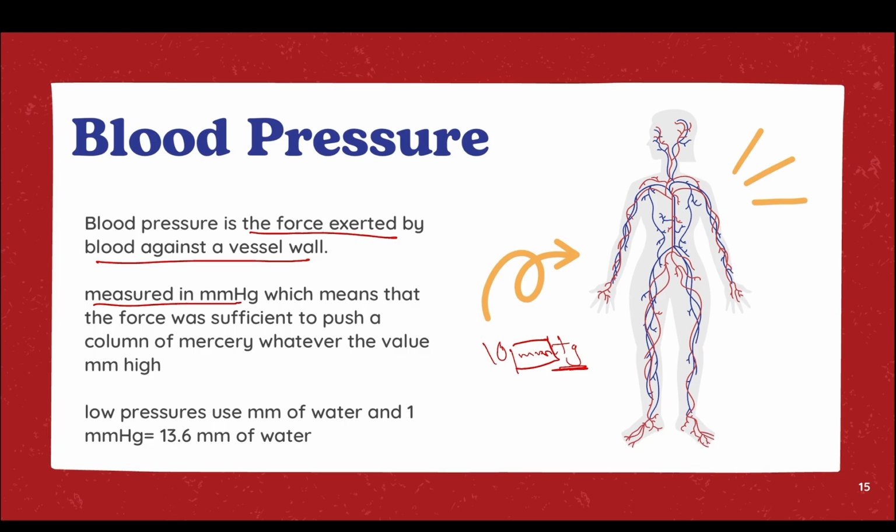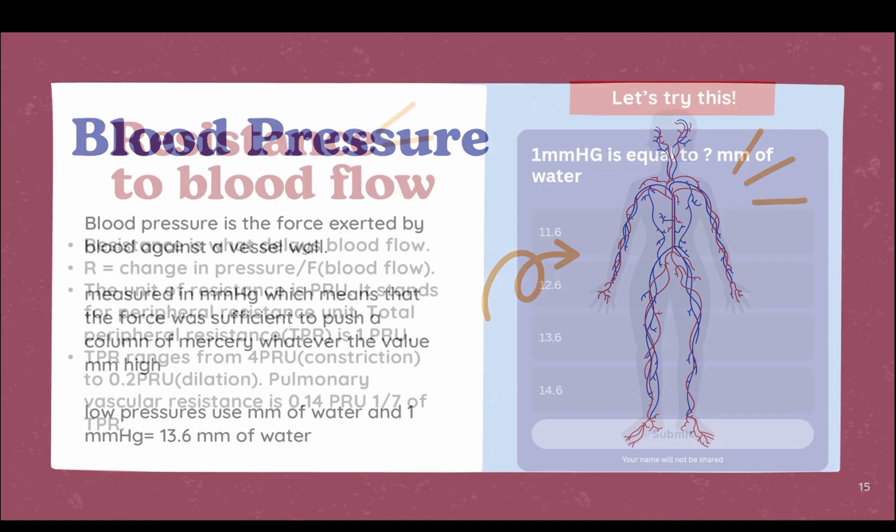Now there's also another unit, which is millimeter of water. It's used for very low pressures. It's not usually used in the body, but 1 millimeter of mercury is 13.6 millimeters of water.